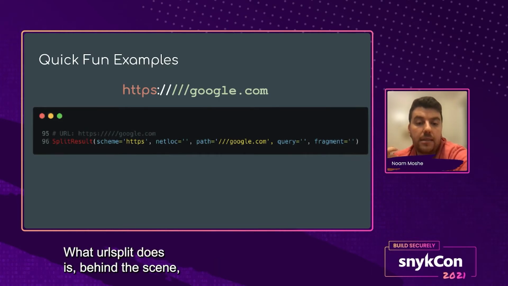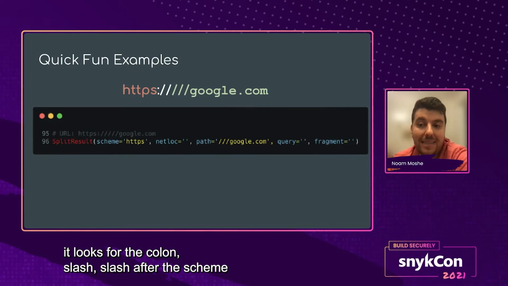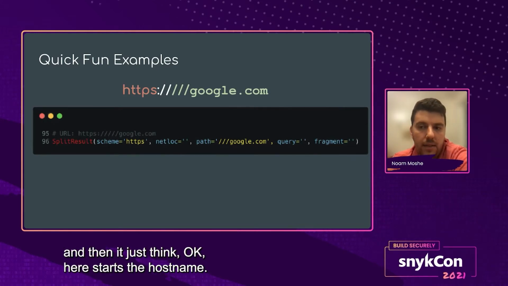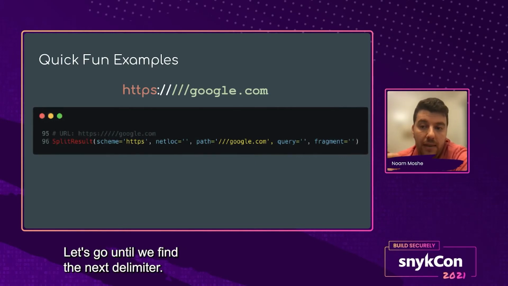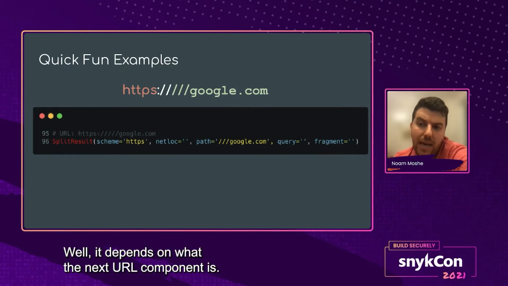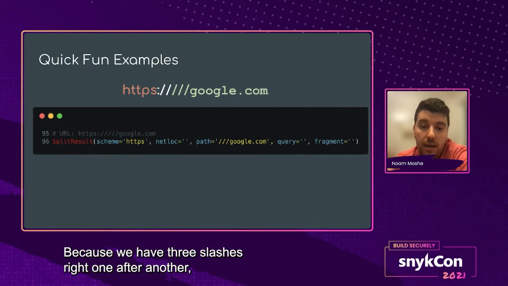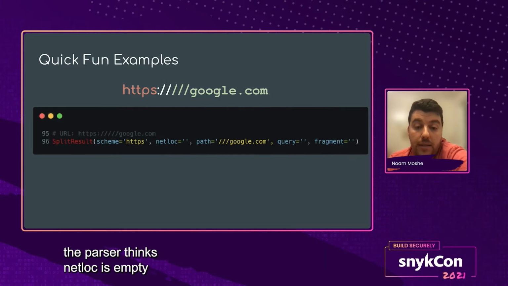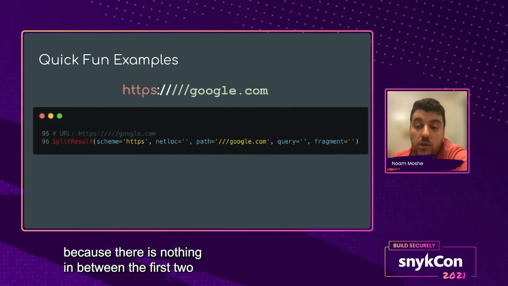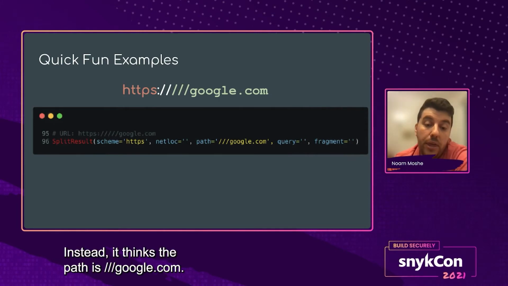What urlsplit does behind the scenes is look for the colon and slashes after the scheme, and then it thinks, okay, here starts the host name. Let's go until we find the next delimiter. And what is the delimiter? Well, it depends on what the next URL component is. If it's a fragment, the next delimiter is a hashtag. If it's a query, it's a question mark. And if it's a path, the next delimiter is a slash. Because we have three slashes right one after another, the parser thinks the netloc is empty because there's nothing in between the first two slashes and the third. Instead, it thinks the path is //google.com.